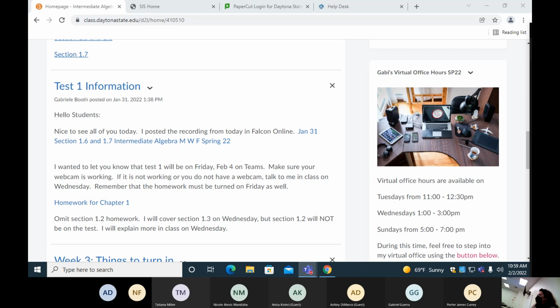First test will be on Teams, so you have to have your webcam on. If your webcam is not on, you have to come here and take it here. I had a student last semester who said she just totally forgot to turn on the webcam. She came right back the next day and took the test in my office. So make sure the webcam's on, otherwise you have to come back and take the test in person.